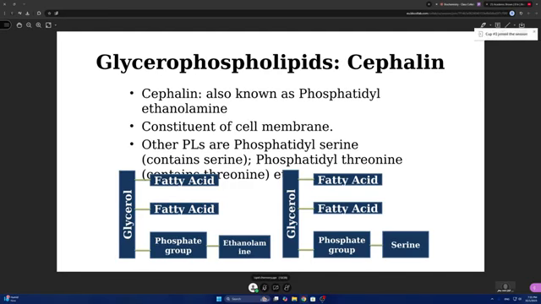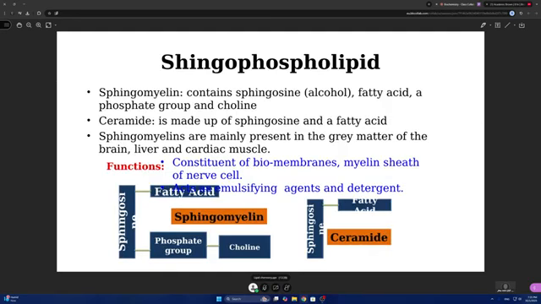And exactly the same, the rest of the things will be easier, because if you know this is the phosphatidic acid, along with ethanolamine or serine, these are basically phospholipids that are mainly present in the plasma membrane. Now coming to sphingomyelin, what are the components of sphingomyelin? Sphingosine plus fatty acid plus phosphate group plus choline.